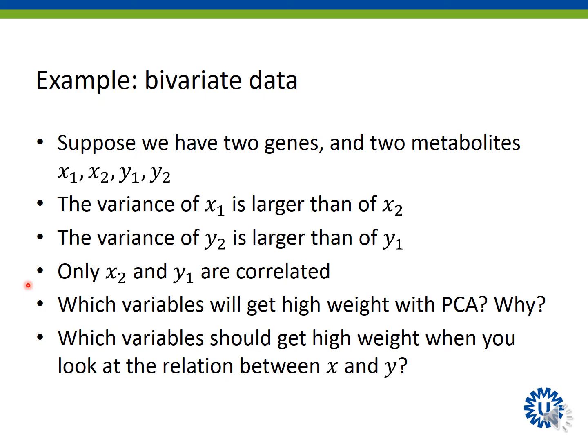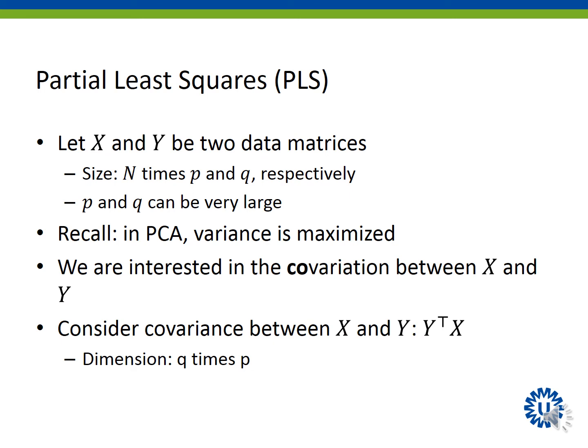So PCA is not designed to look at the relation between two data sets. It just gives high weight to variables or to genes that have a high variance within the genetic data, or to metabolites that have a high variance within the metabolite data, and does not look at relations between genes and metabolites. So we need something that actually does look at the relation. There is a method that can do this. It's called partial least squares.